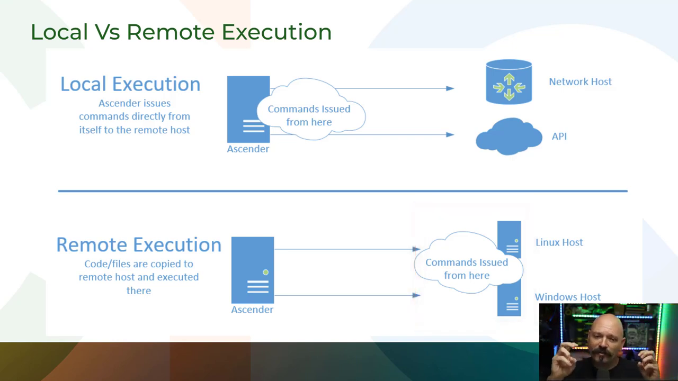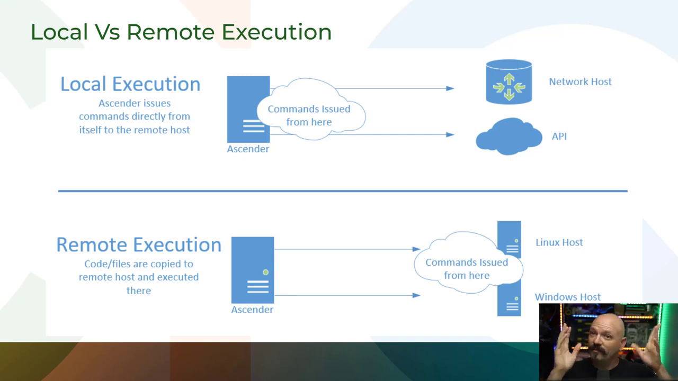So it's actually remote execution, and remote is from the perspective of the Ascender server. It's pushing that stuff over and executing it over there. Well, a lot of your network elements, probably most of them, don't have the ability to execute Python scripts directly on them. And even if they could, the Python versioning might be different, so it'd be troublesome to keep track of. So for the most part, you're going to be doing what's called local execution.